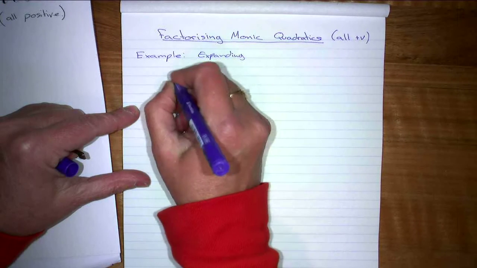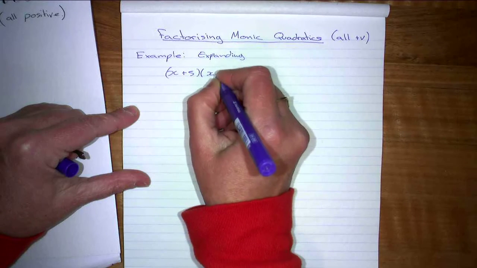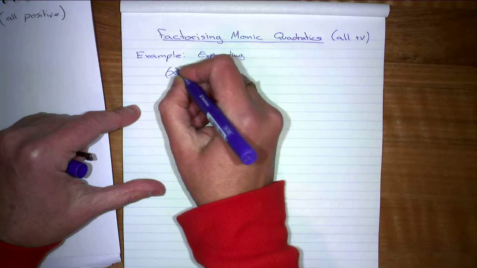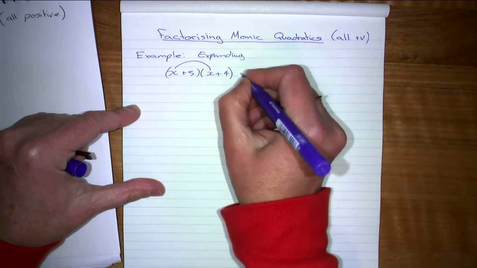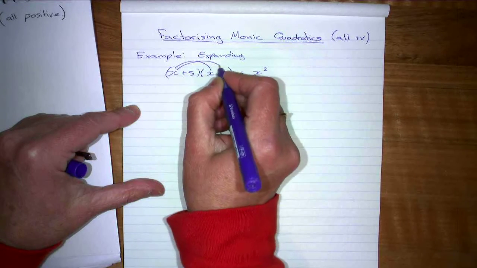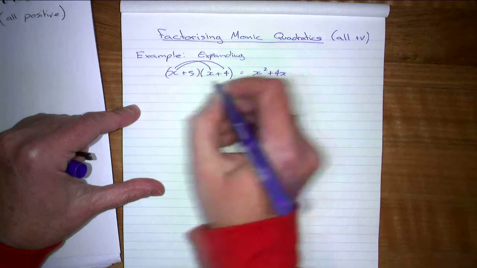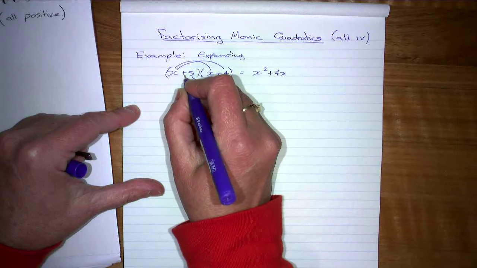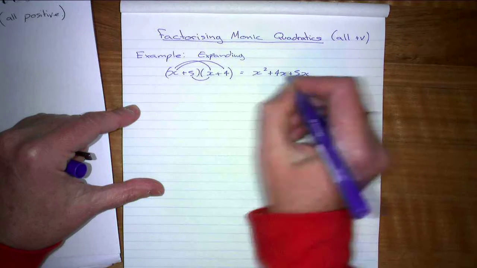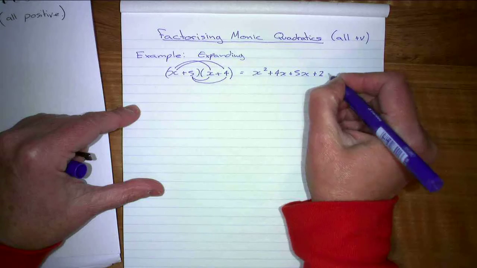So if I have x plus 5 times x plus 4, using the distributive law, we do first times first, which gives us x squared. Then the outside terms, x times 4, which is 4x. Then I do my inside terms, remembering to take the plus with it, and that will give us 5x, and then the 5 times 4, so the last terms, which gives us 20.